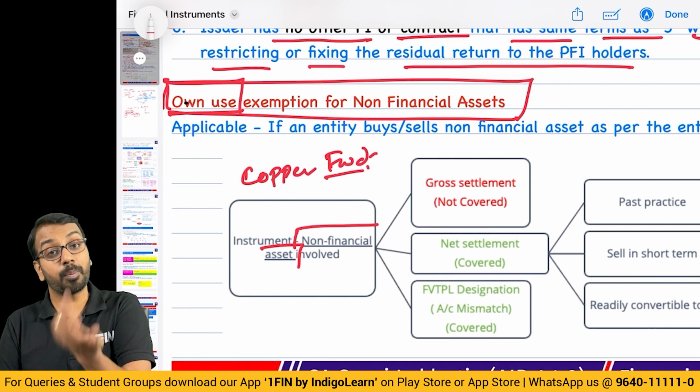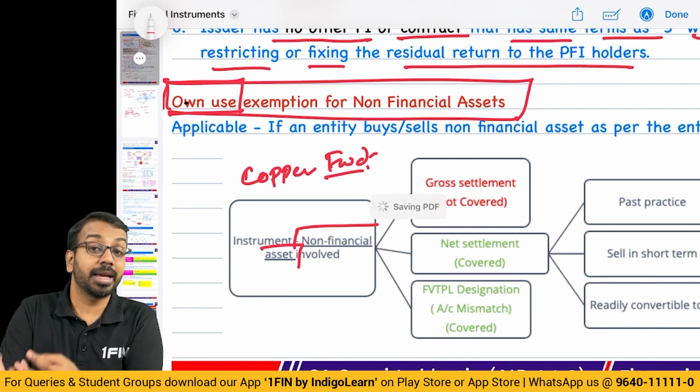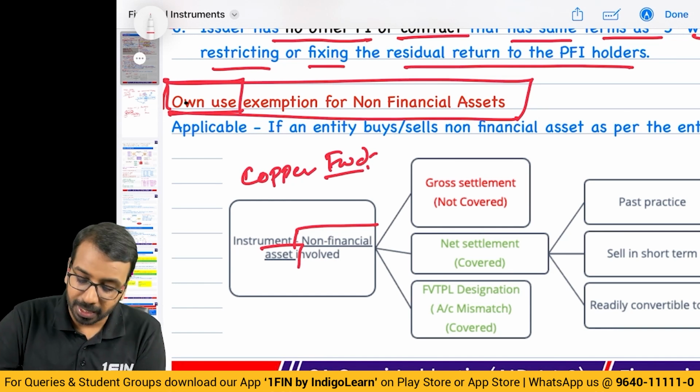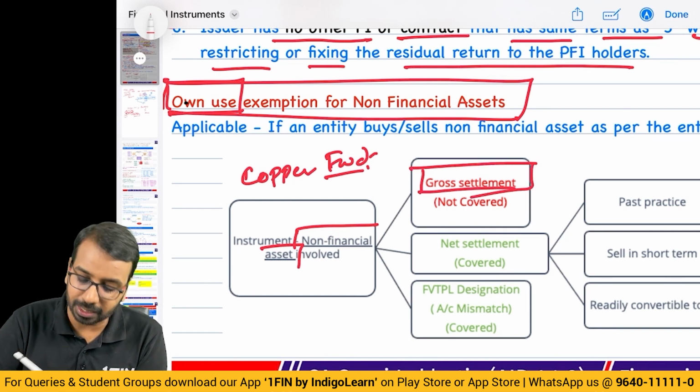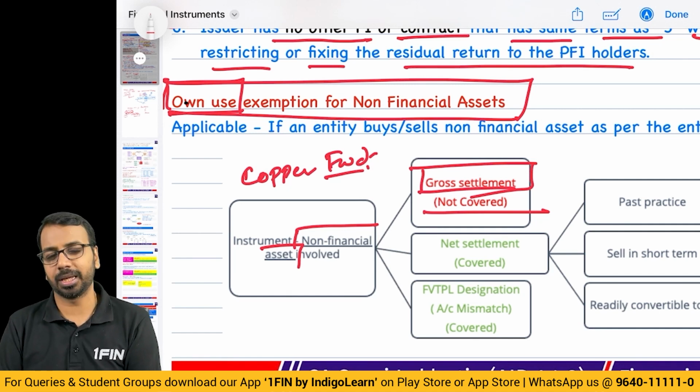I'll actually buy copper in the future. That is for the purpose of buying copper, taking delivery of copper and selling it subsequently. Then if the contract is gross settled, it is not covered in the purview of financial instrument accounting. What is the meaning of that?